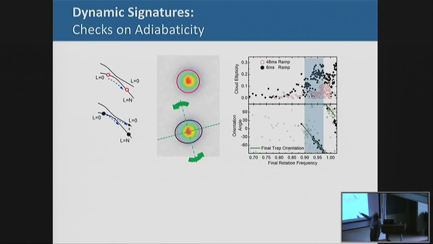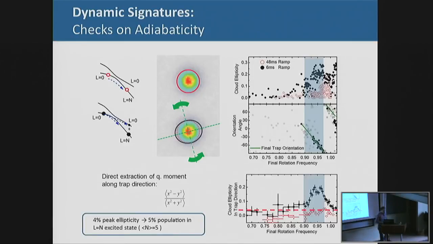And so what we can do is look at the cloud ellipticity for 2 different kinds of ramps, a fast one and a slow one. And we can look at how that cloud ellipticity follows with the final rotation rate. And what you can see is when we do slow ramps, adiabatic ramps, we have much less cloud ellipticity. When we do the fast ramps, we see that we can create this ellipticity, and we see that it follows the orientation of the trap at the point of release.